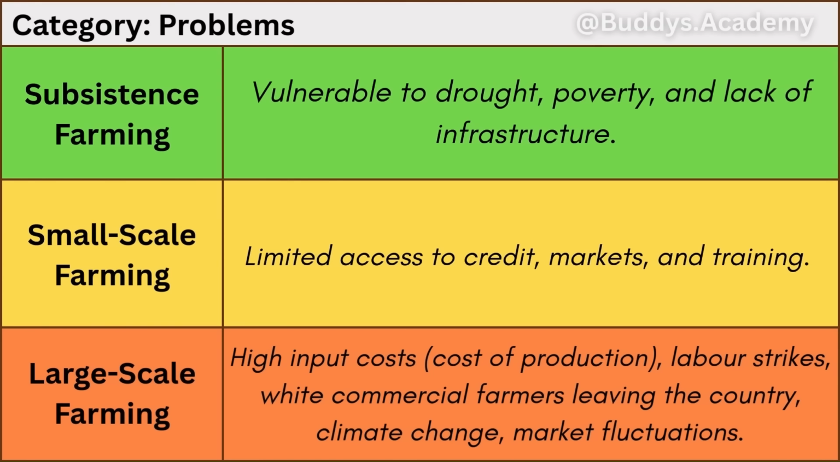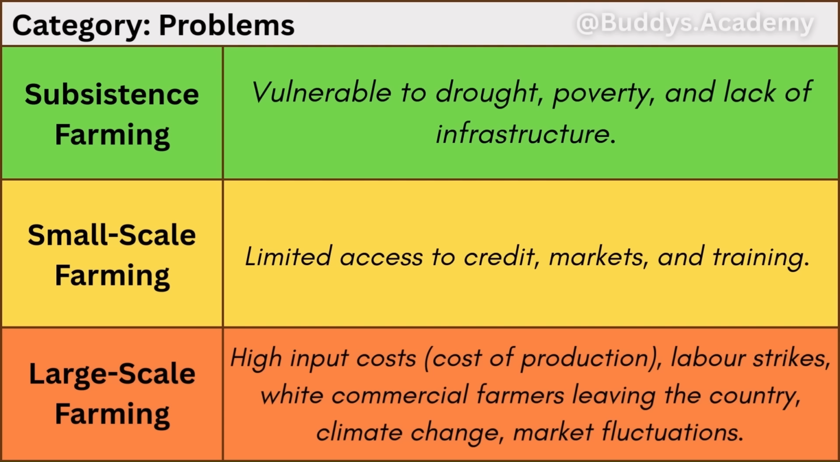In terms of subsistence farming, it's going to be vulnerable to drought, poverty, lack of infrastructure, because remember, this is just going to be farming that's done in your backyard. These farmers are not going to have any access to training, and it can be affected by your natural hazards. So let's say you have very heavy rain and there's going to be flooding. All your crops are going to die. And once all these crops are destroyed, that's going to lead to further poverty and food insecurity.